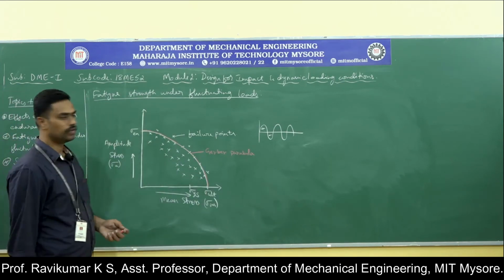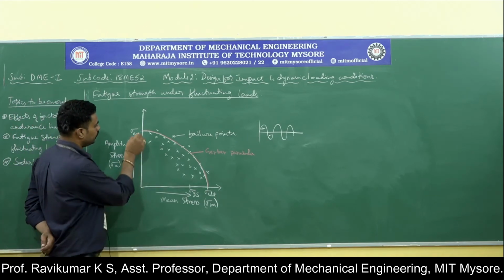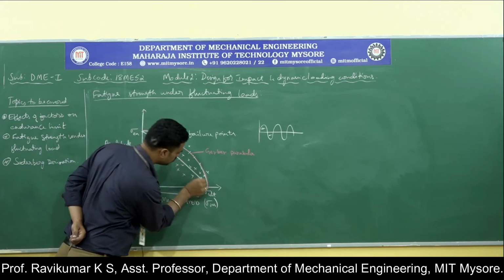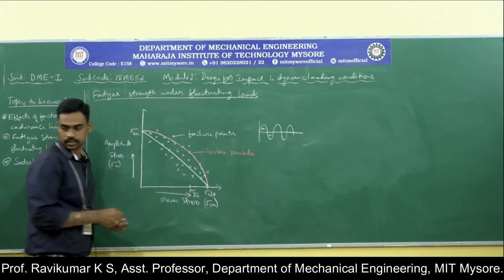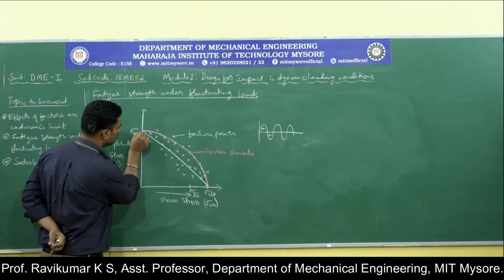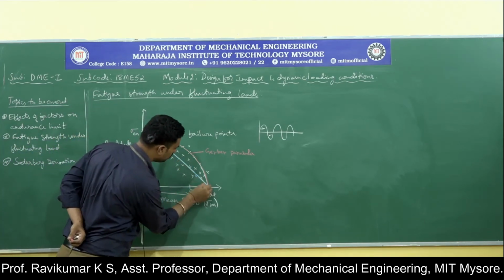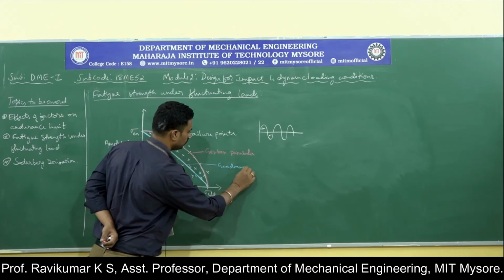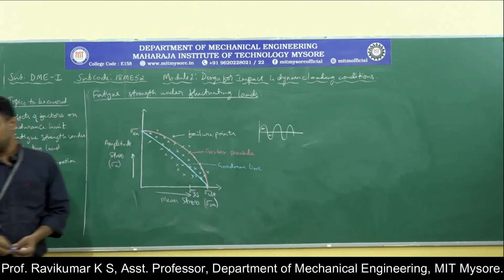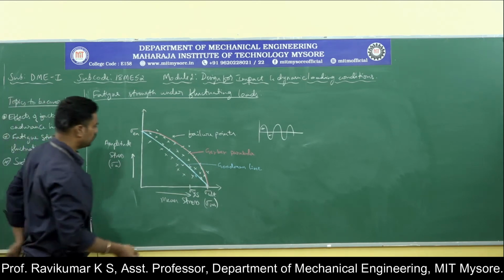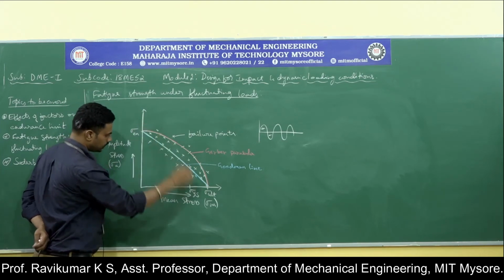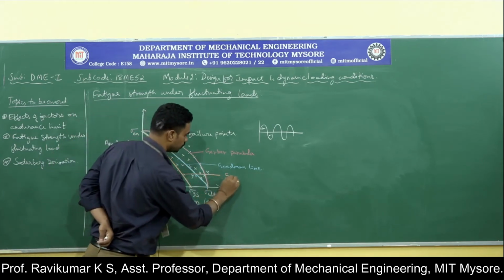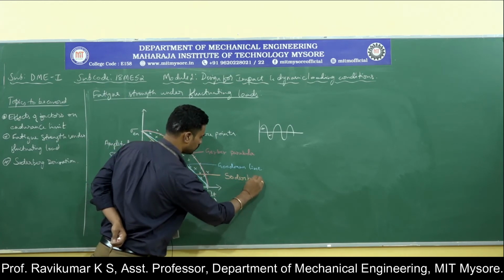Then one more scientist used to join endurance limit and ultimate stress with the straight line, something like this. This line is called as Goodman line. Then again, one more fellow, he joined the endurance limit with yield stress, something like this, and this line is called as Soderberg line.